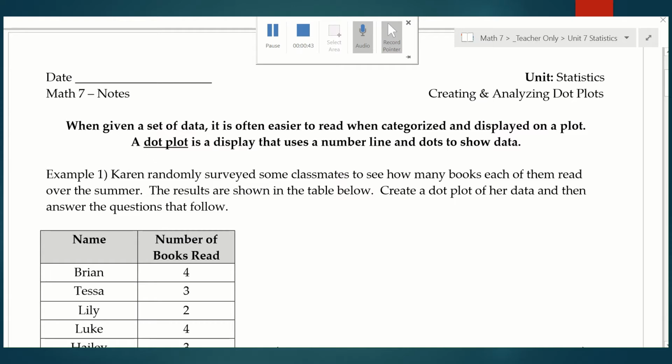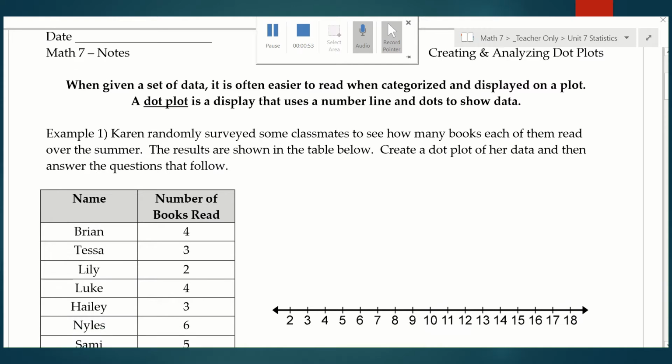When given a set of data, it is often easier to read when categorized and displayed on a plot. A dot plot is a display that uses a number line and dots to show data. So in example 1, it says, Karen randomly surveyed some classmates to see how many books each of them read over the summer. The results are shown in the table below. Create a dot plot of her data and then answer the questions that follow.